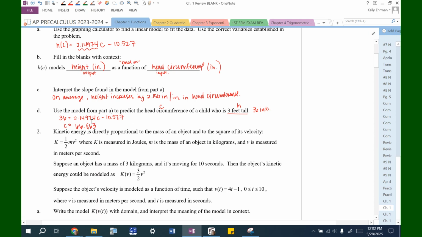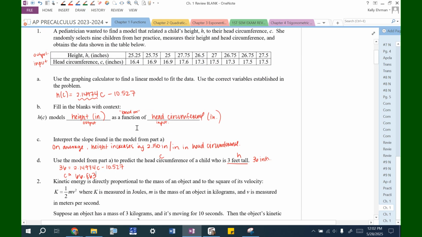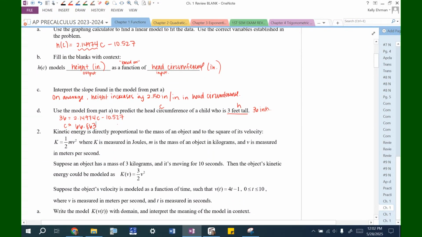That's fairly big, right? That's a huge head based on someone who is 3 feet tall. So maybe the model is inaccurate. I can't imagine that your head circumference grows as quickly as your height, so there's got to be some sort of drop off. This would be a giant head, I think.